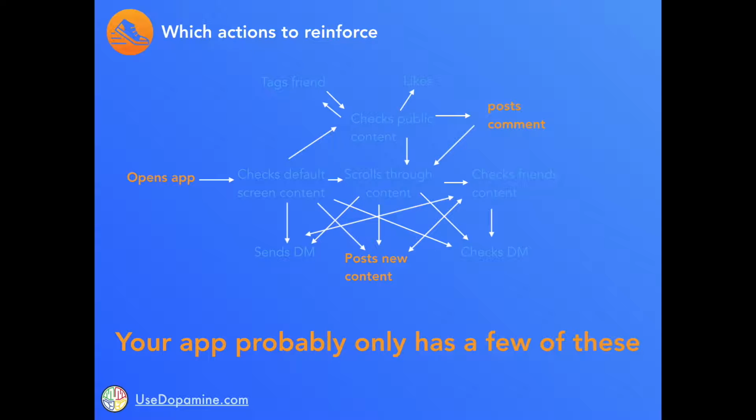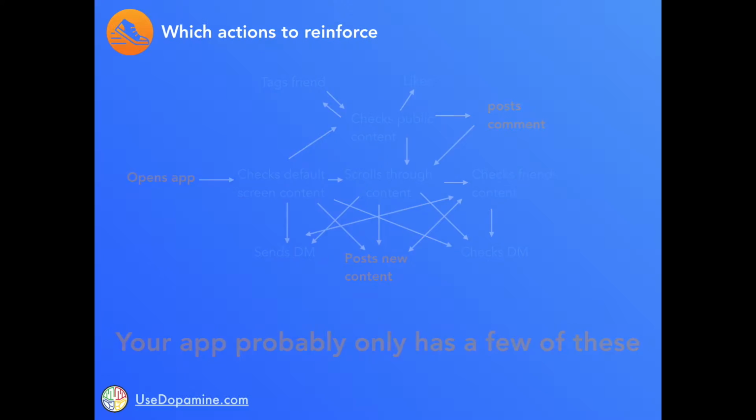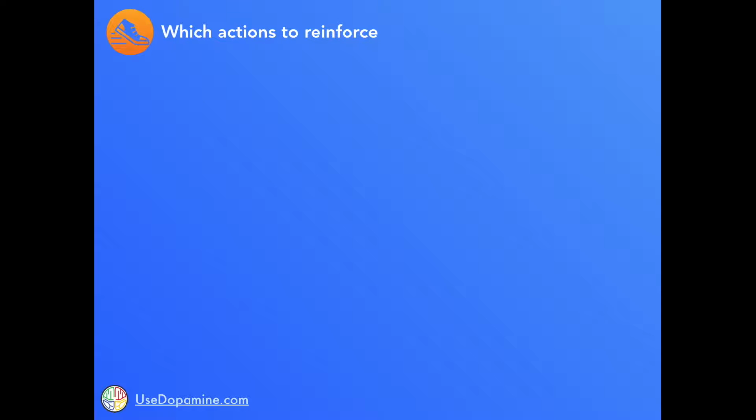But how do you know which actions are the most important? Which actions are core? They're the actions that are most essential to your users and your growth. These are the things that we're going to reinforce using the Dopamine API. So what distinguishes core actions, and what makes one core action maybe better than another? All the best actions to reinforce have a few things in common that make them core.